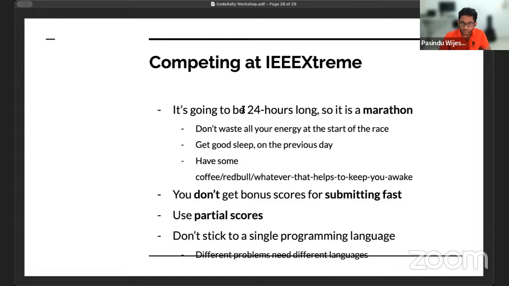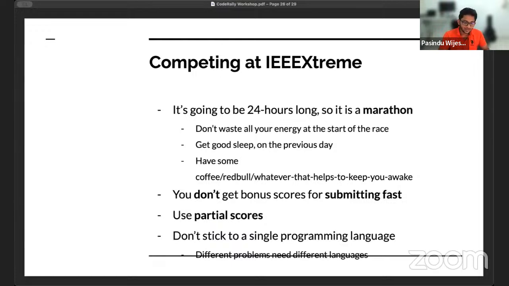So going back, it's a marathon, so don't waste all of your energy, and get a good sleep the previous day. You also need some mechanism that's going to allow you to stay awake and stay sane during that 24-hour period, because your brain needs to be in good condition to solve the problems. And that's about IEEE Extreme being 24 hours long.